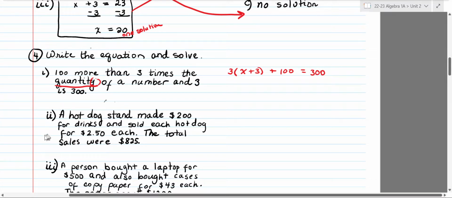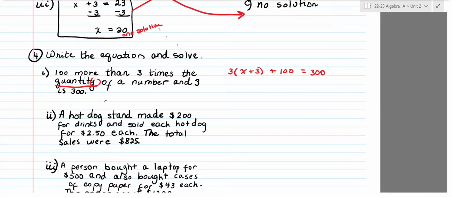Excellent, right? A hot dog stand made $200 for drinks, and sold each hot dog for $2.50. Each, this is our rate, right? And the total sales was $8.25.